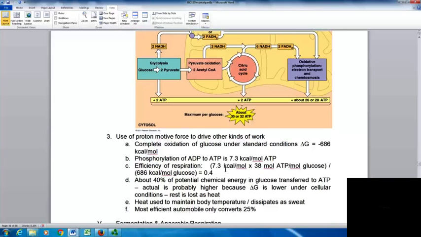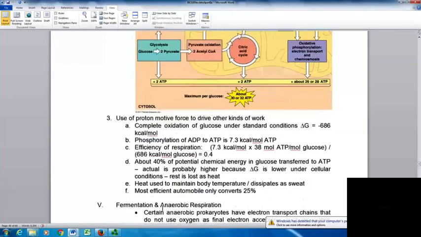When you initially hear that, you may not think that that's too impressive. However, 40% efficiency is pretty good. And it's actually probably higher because delta G is lower under cellular conditions. The rest of it is lost as heat. The heat isn't really unimportant here. It is important because we use it to maintain body temperature. It can also dissipate as sweat, so it does play an important role in our lives. 40% doesn't sound great, but the most efficient automobile only converts about 25% of its energy, so it's better than anything we've been able to create.